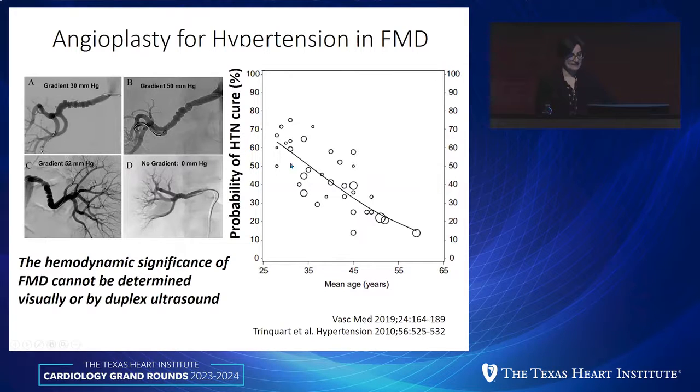And then the reason behind not sending most patients for angioplasty is this. As the age of the patient increases, your probability of hypertension cure goes down. Just because these patients have FMD doesn't mean they don't have essential hypertension as well. So unless the hypertension is really difficult to control with medication or labile, I tend not to send the patient for angioplasty.